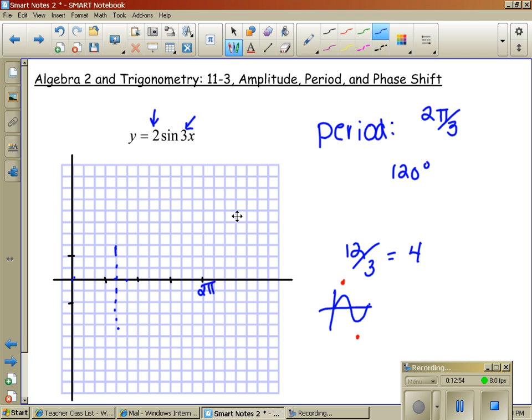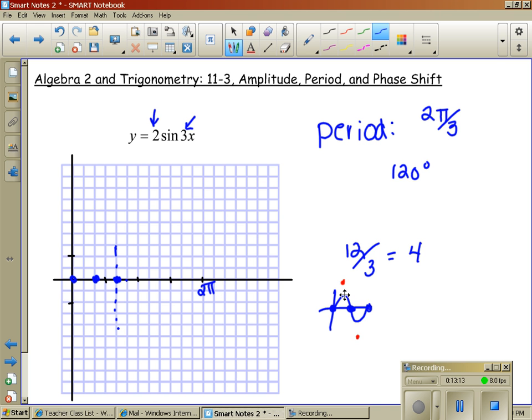So it starts at 0, it ends at 0. Halfway in between, it hits 0. So what's halfway in between? Well, there's 4 lines, so at 2 lines is halfway in between.